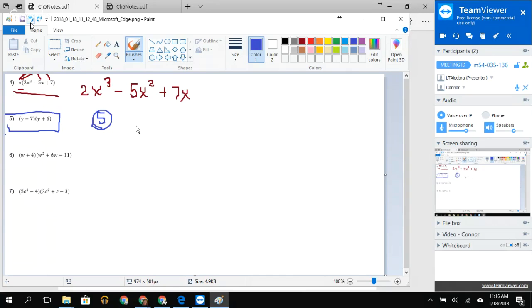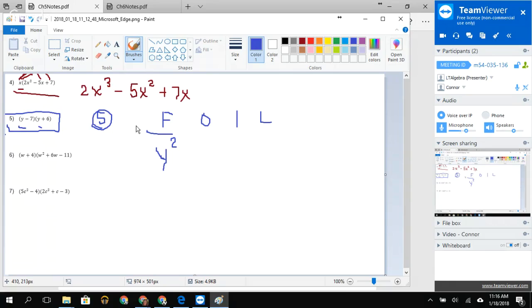Because if we have the tool, we might as well use it. So FOIL, remember, stands for that we're going to multiply our first terms, our outside terms, our inside terms, and our last terms. So just to kind of give everybody a review, our first terms would be y times y. So that's y squared. Okay.